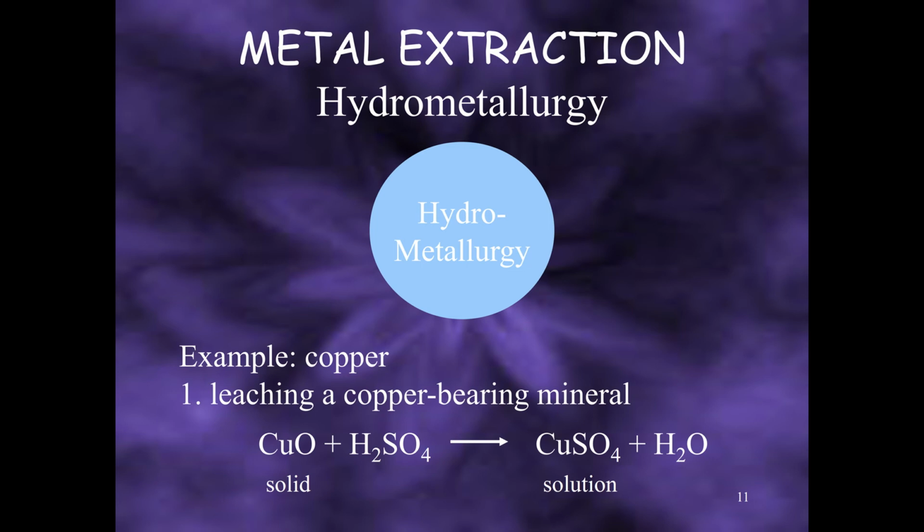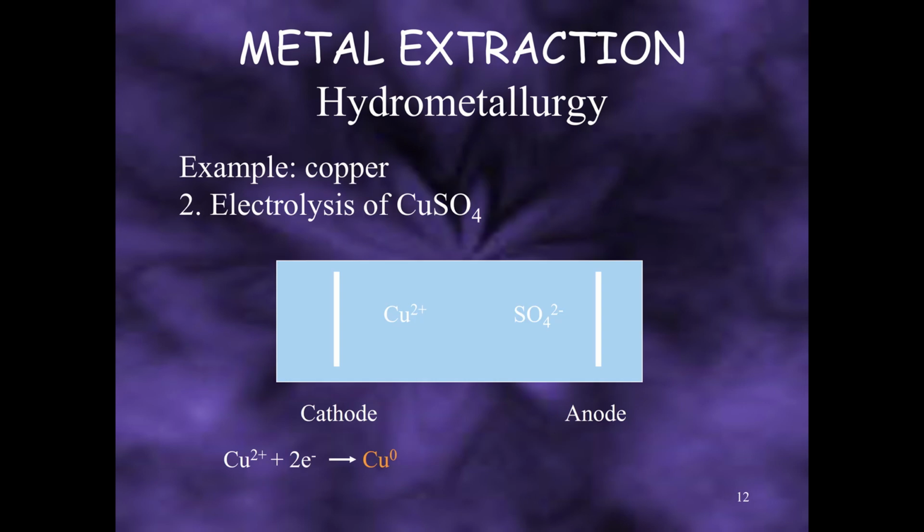Leaching is one of the very important unit operations and techniques in hydrometallurgy. Of course, there are some other methods in hydrometallurgy we will see later. But for example, now imagine that CuSO4 that we got into solution in the leaching step is used to now separate copper in pure form.